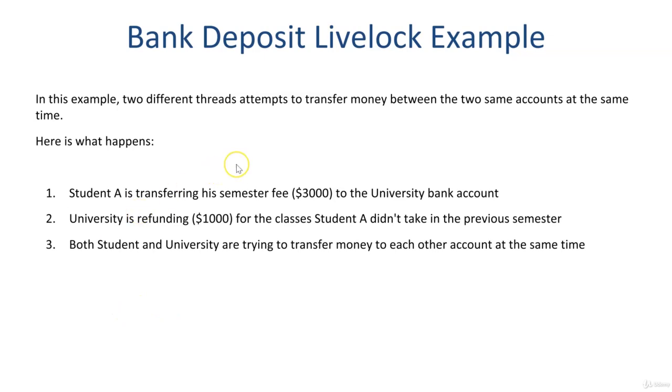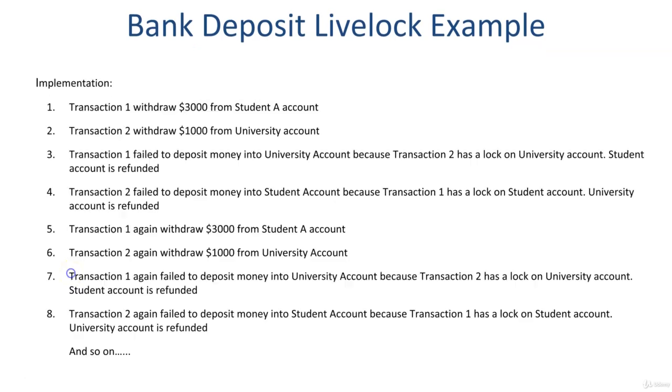Now, in terms of bank deposit, what would a LiveLock example look like? In this example, there are two threads attempting to transfer money between the two same accounts at the same time. Student A is transferring his semester fee to the university bank account. University is refunding $1,000 for the classes student A didn't take in the previous semester. And both the student and university are trying to transfer money to each other's account at the same time. So this is the problem statement, and the difference we'll be looking into in the implementation, which is next.